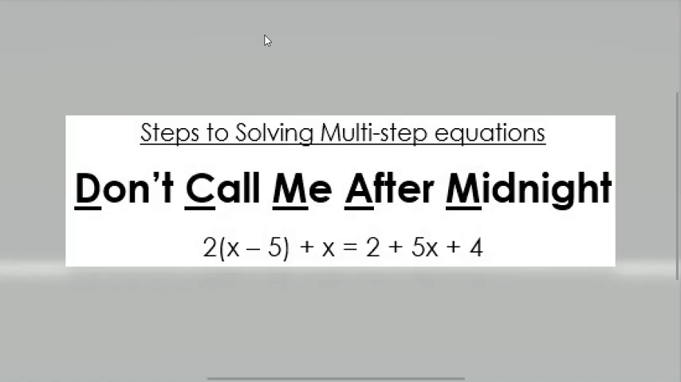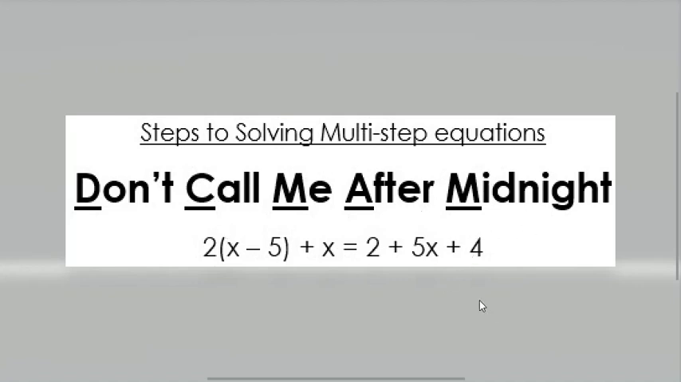Hello, today we're going to learn how to solve multi-step equations. Alright, to solve multi-step equations, we have a mnemonic device to help you remember the steps on how to solve these equations. So the mnemonic device is "don't call me after midnight." And we'll talk about what this means.